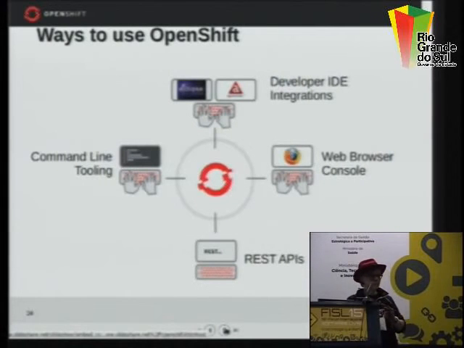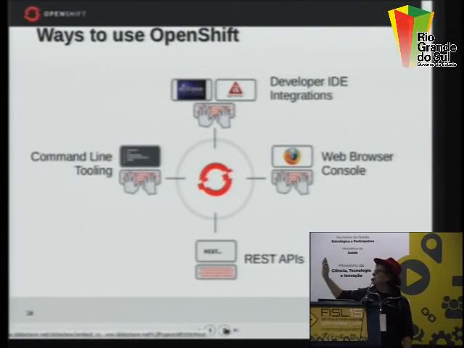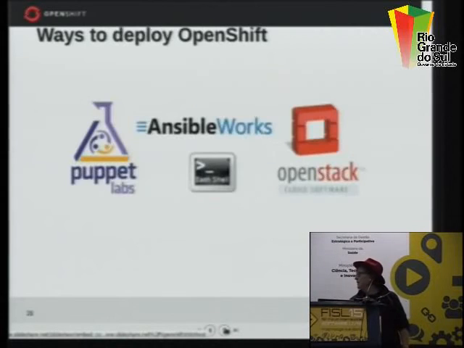There are lots of ways to use OpenShift. If you like to use the command line, we have a great command line interface that's built on a REST API. If you don't like the command line and you don't like our console or you don't like Eclipse, you can write your own, and I will happily help you do that. But it's very easy to do from the web browser, from Eclipse if you use that, and a lot of other IDEs now have support for deploying to OpenShift.